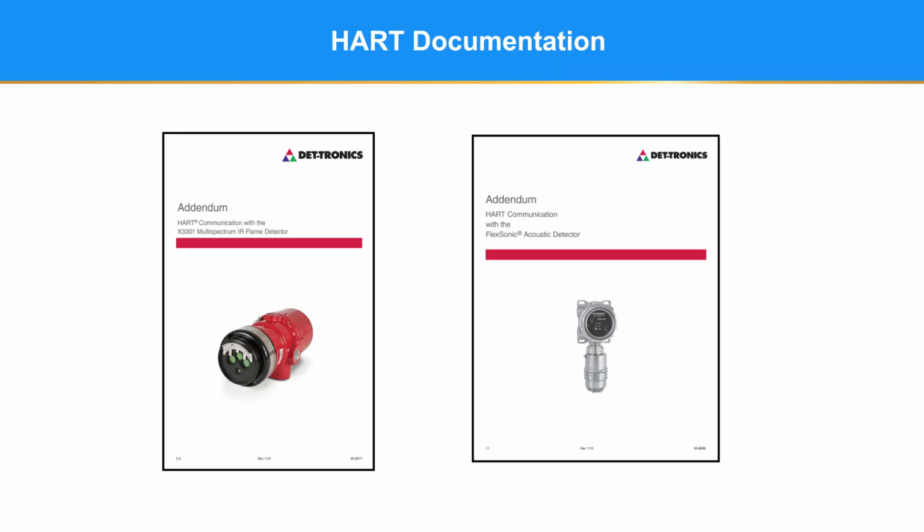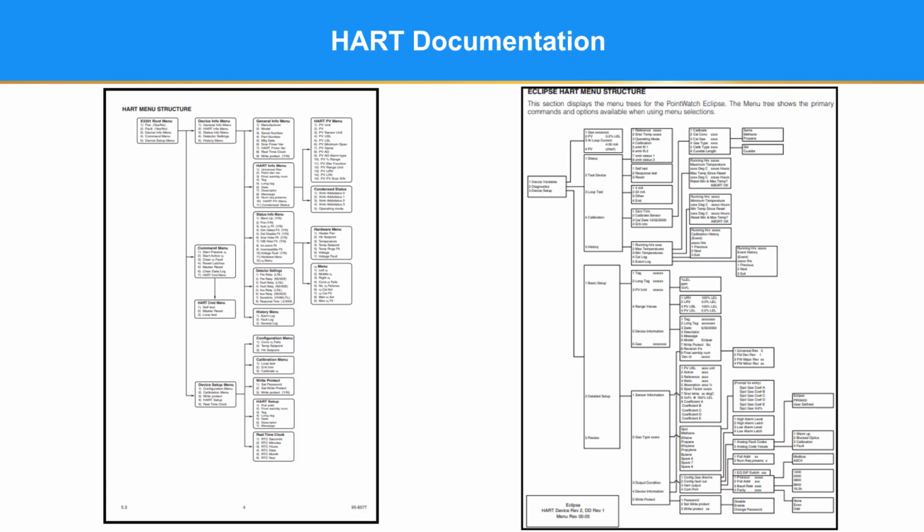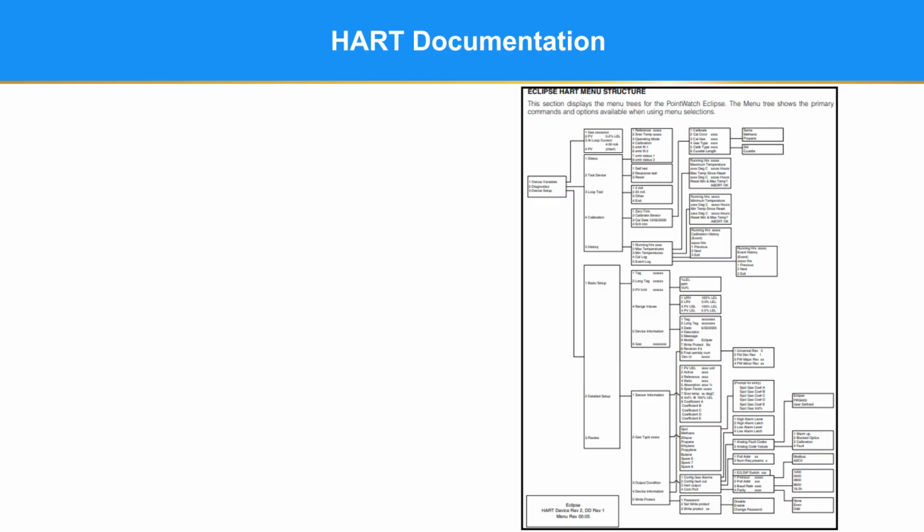Some Det-Tronics detectors have instruction manuals dedicated to the specific HART protocol implementation in that device. Some cover the implementation inside the standard instruction manual. One of the more requested pieces of information is for the device menu tree. These trees show the user how to find or navigate through the information or procedures for the attached device. For example, if you wanted to find the range values, you could find them on the tree and work backwards.